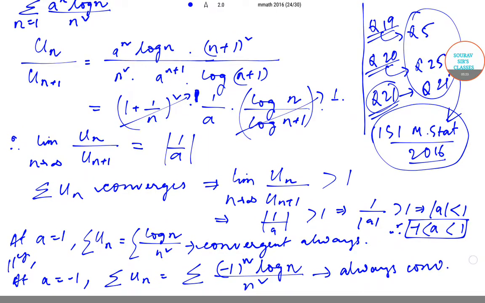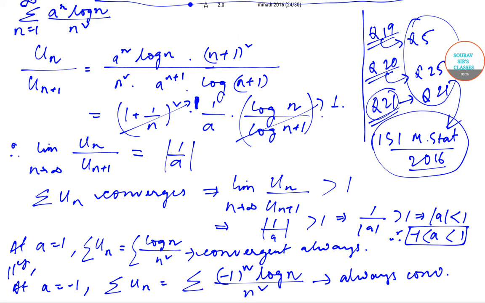So we see that for a lying in the interval minus 1 to 1, and a equal to 1 and a equal to minus 1, the series is convergent. So the new range will be minus 1 less than or equal to a less than or equal to 1. So a belongs to the closed interval minus 1 to 1, which is the option C.